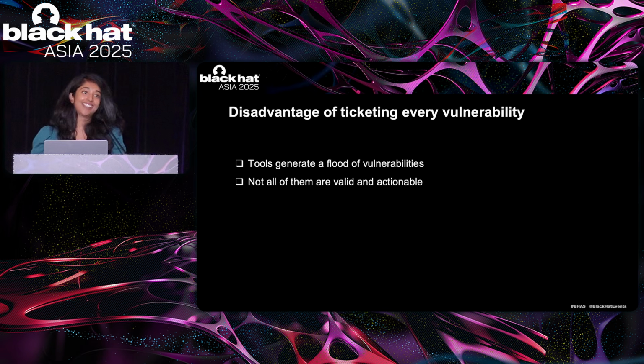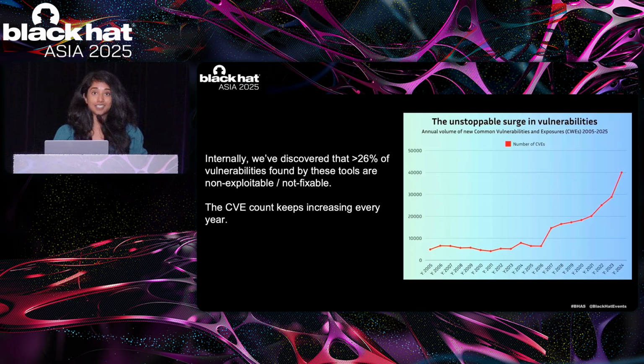So yes, we are all aware that tools do generate a flood of vulnerabilities. With that, if we are ticketing every one of them, there is a flood of tickets. And the bigger issue is that not all of them are valid and actionable. So in an internal analysis, we discovered that greater than 26% of the vulnerabilities found by these tools are either not exploitable or not actionable. This is like a quarter of our findings.